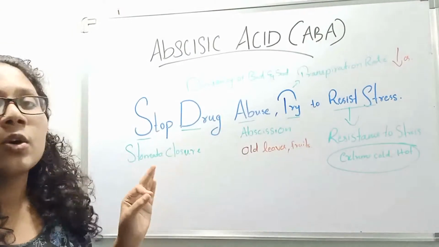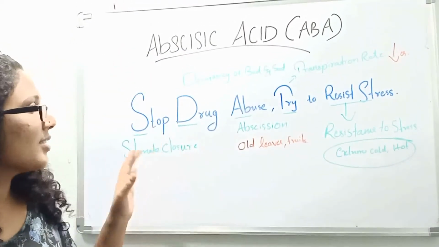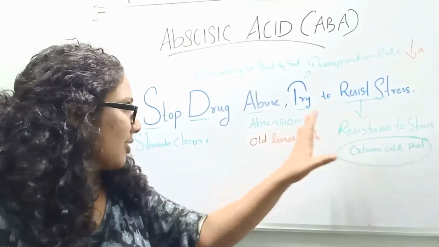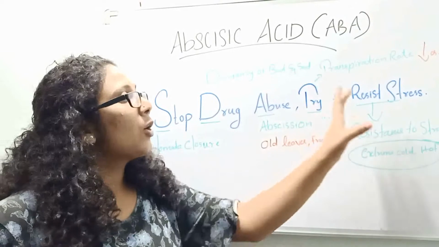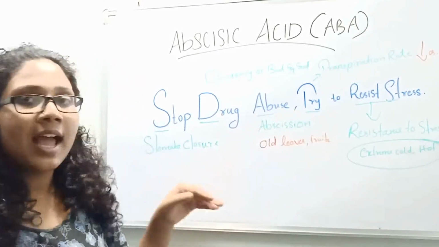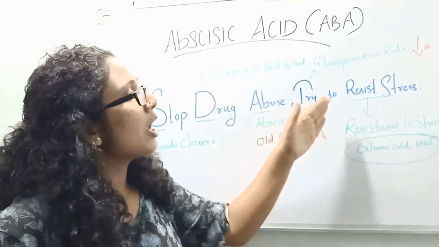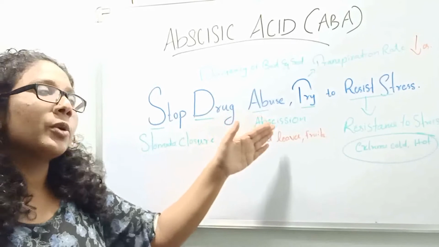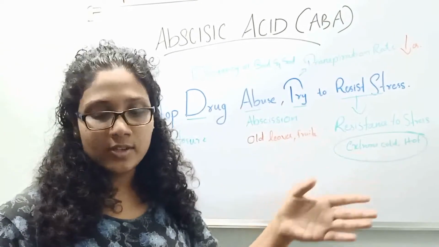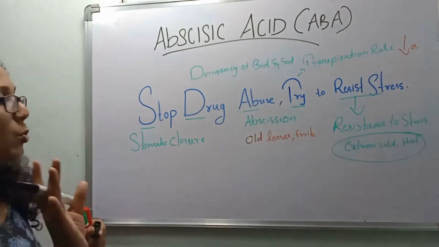To memorize all the functions of abscisic acid, firstly you have to understand this particular trick. All the functions of abscisic acid will be in accordance with this sentence. The trick, or sentence, is: stop drug abuse, try to resist stress. Once again, stop drug abuse, try to resist stress. Let's check the functions of abscisic acid one by one.